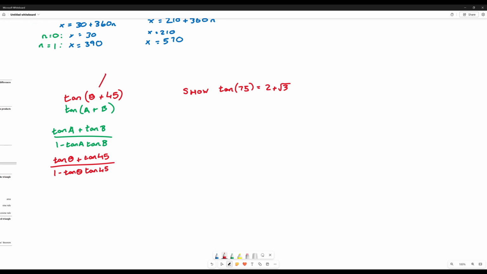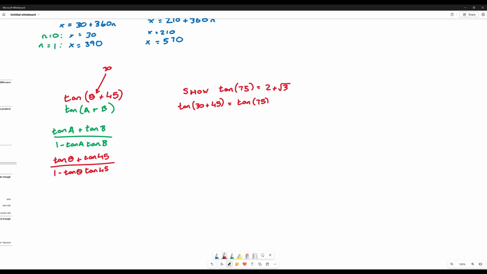Now the problem is, they said, now by picking a suitable value of theta, show that tan of 75 is something. What would we have to put in for theta in order for theta plus 45 to be 75? It must be 30 goes in place of the theta, right? Because then we'd have tan of 30 plus 45, which would be equal to tan of 75.